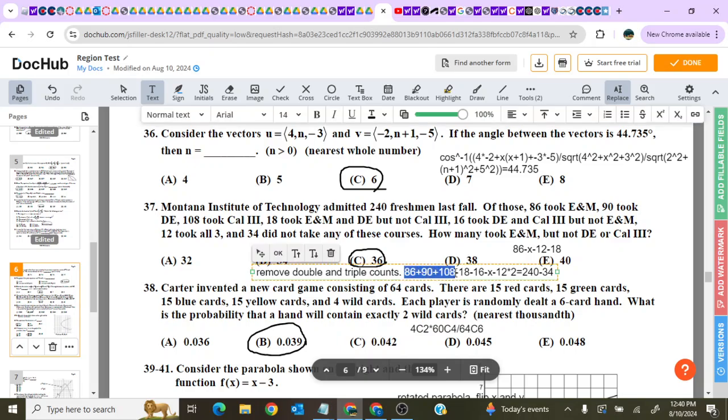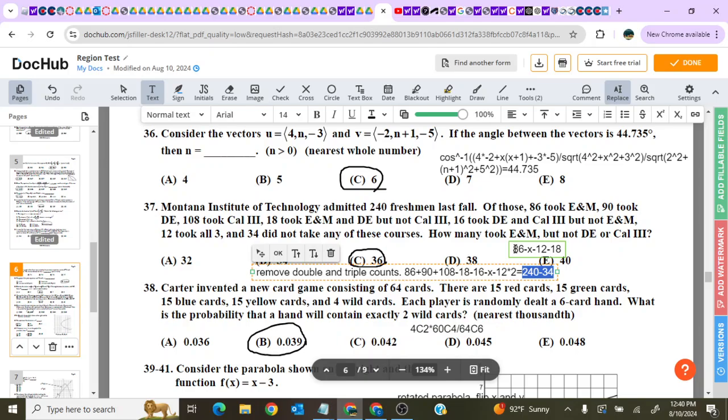So add up all the data they give you, 86, 90, 108, taking all the classes. Here's one double count, subtract 18. Here's another double count, subtract 16. And we also need to subtract the double count of our unknown number of people that took Cal 3 and E&M. And here's 12 with the triple count, so subtract 2 times that value. And that will get you the number of people that took any of those courses. So 240 minus 34, because 34 didn't take any. That should give you 20 people that took E&M and Cal 3.